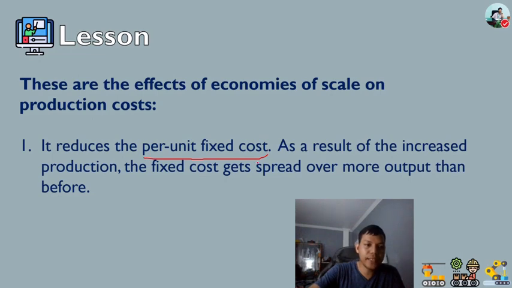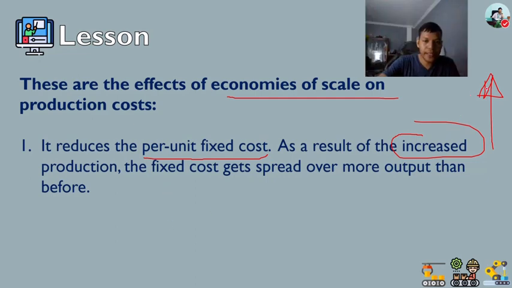As a result of the increased production, again, when we hear the word economies of scale, there is an increase, right? Increased production, and the fixed cost gets spread over more output than before. Okay, because there is an increasing production.